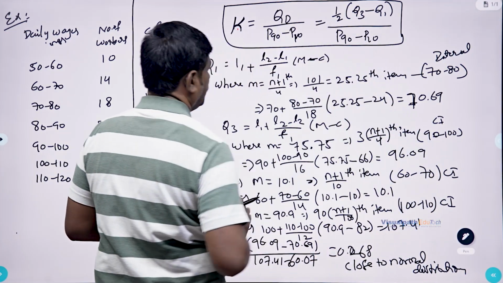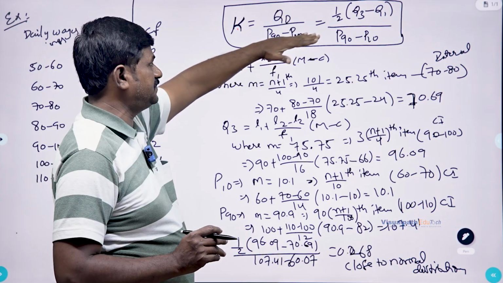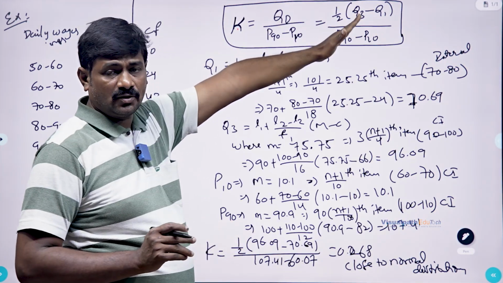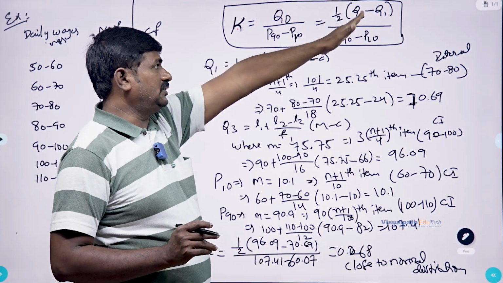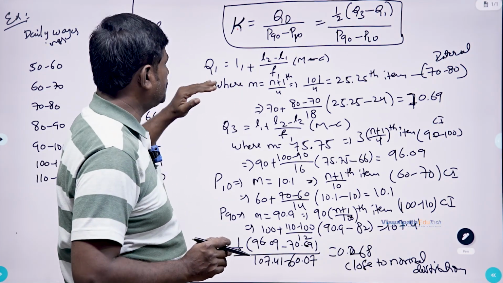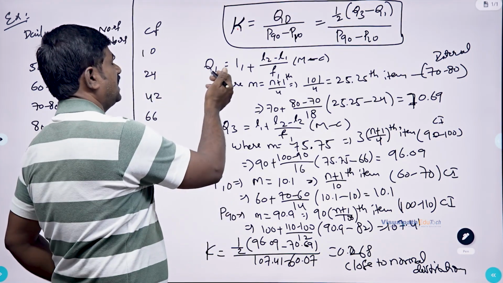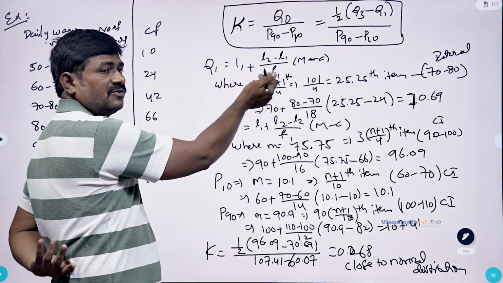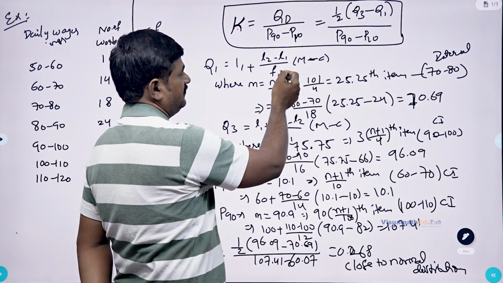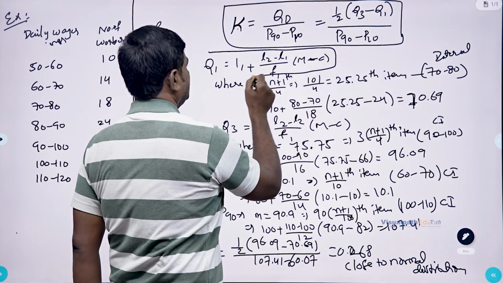Then the formula for kurtosis K is equal to QD by (P90 minus P10), which is equal to half into (Q3 minus Q1) by (P90 minus P10). So for this purpose, we need to find Q1, Q3, P90, P10. For this I use the median-type formula: L1 plus (L2 minus L1) by F into (M minus C). This is the formula we use for calculating the quartiles.